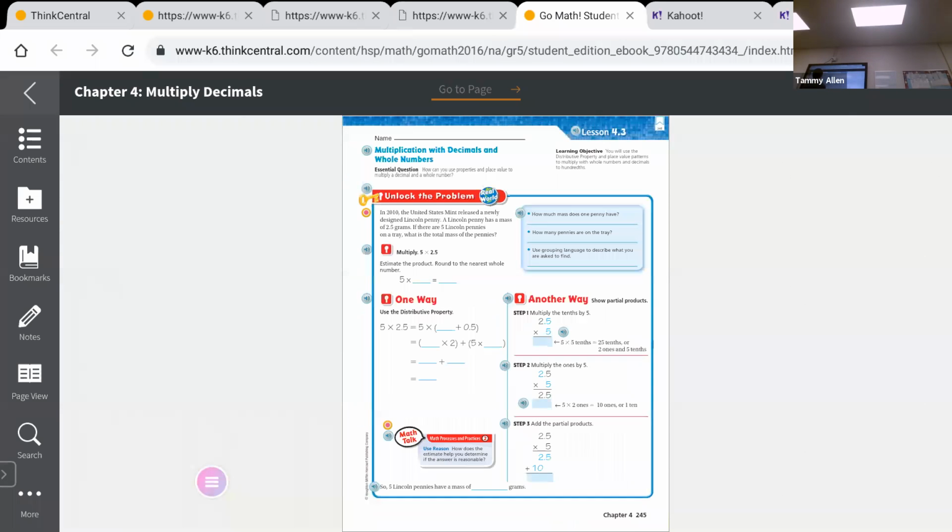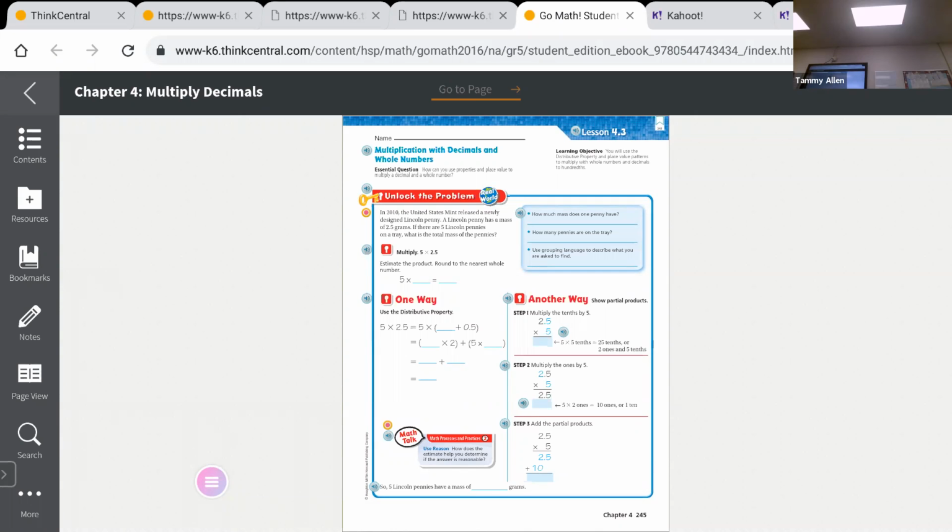Today we're going to take a look at using the distributive property, multiplying with decimals. So let's please turn the page. We're going to take a look at 5 times 2 and 5 tenths. Now, we worked with the distributive property quite a bit this year, just looking at how we can separate out our numbers, right? Yes, please say you remember that.